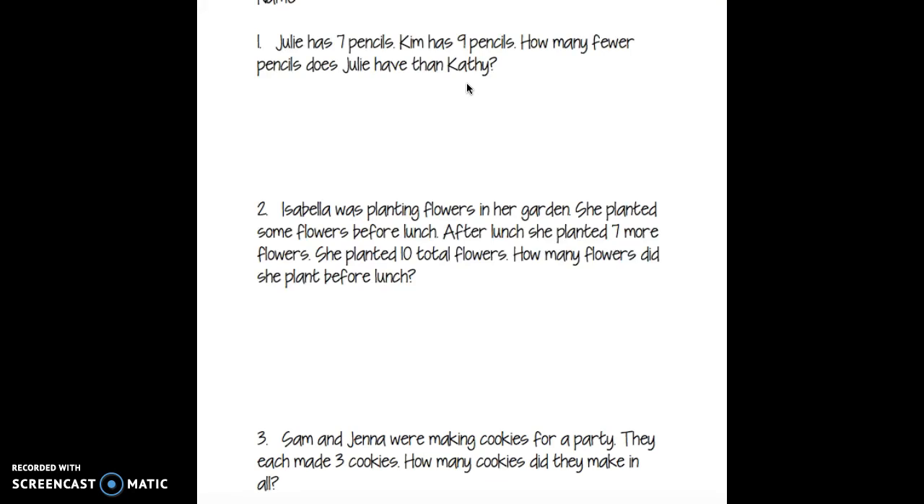Now pause the video, work this problem out, and then hit play when you're ready for number 2. Number 2. Isabella was planting flowers in her garden. She planted some flowers before lunch. After lunch, she planted 7 more flowers. She planted 10 total flowers. How many flowers did she plant before lunch?